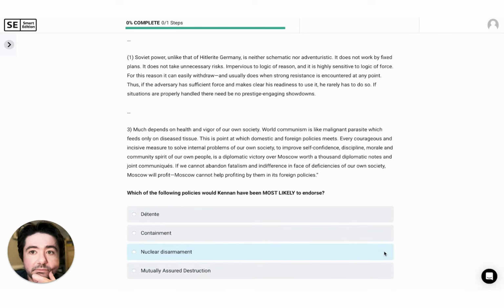Which of the following policies would Kennan have been most likely to endorse? Détente, containment, nuclear disarmament, or mutually assured destruction?